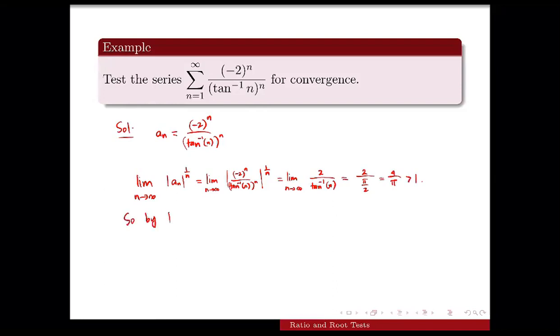So by root test, the series is divergent. So the series negative 2 to the n over arctan of n to the power n, from 1 up to plus infinity, is divergent. Okay? Questions?